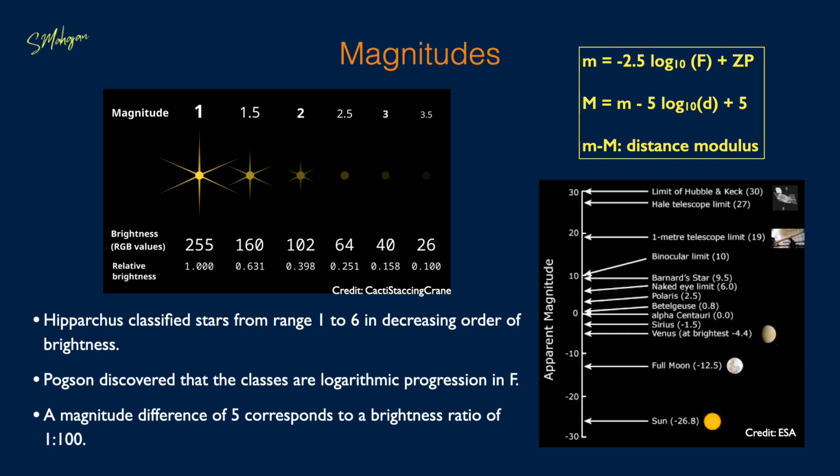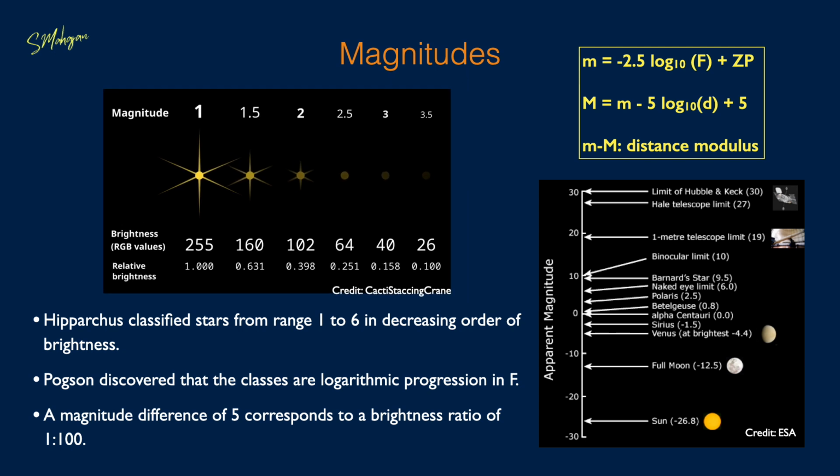In the currently used system, magnitudes, usually defined for a given waveband, are such that a magnitude 1 star is exactly 100 times brighter than a magnitude 6 star. That is, each step of magnitude corresponds to an increment in brightness by a factor of the fifth root of 100, which is approximately 2.51, as shown here.